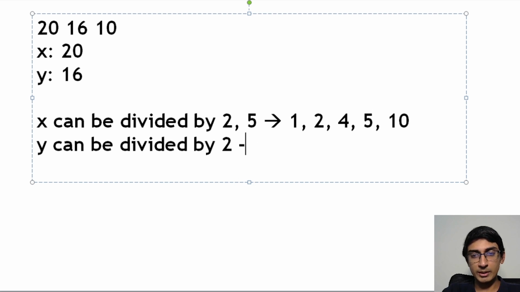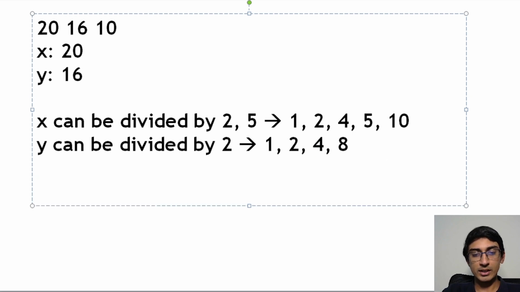For 16 it's a little bit easier. I can keep dividing by 2, so I can move to 8, to 4, to 2, and then to 1, right? So just putting it sorted out, I can move to 1, 2, 4, 8. And in this, the common highest number, or rather the one that would require minimum numbers of moves, will be 4, right?